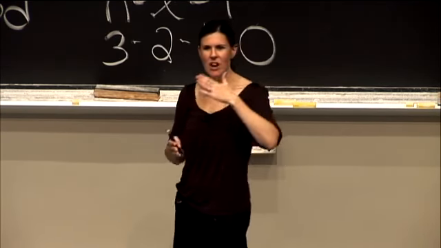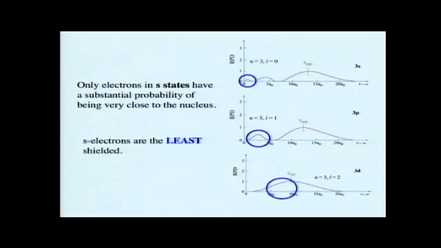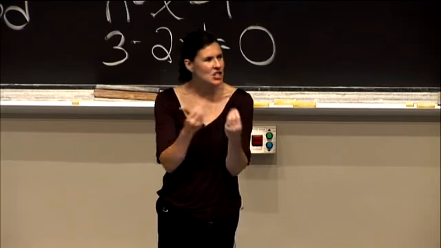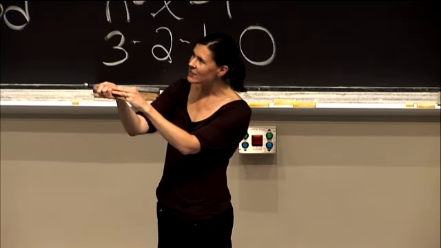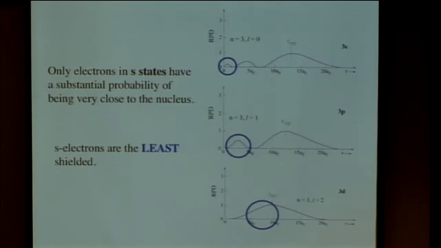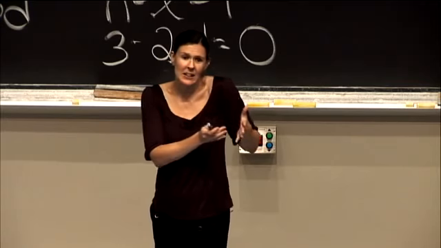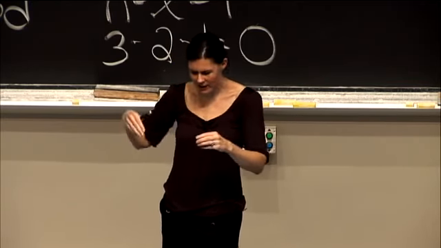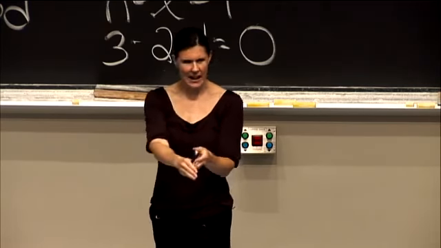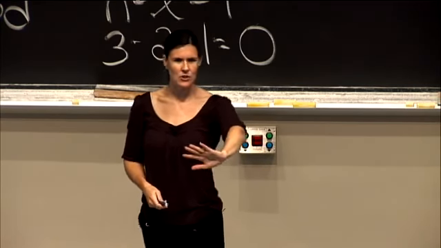A consequence of this is if we're thinking about a multi-electron atom, which we'll get to in a minute, where electrons can shield each other from the pull of the nucleus, we're going to say that the electrons in the s orbitals are actually the least shielded. And the reason that they're the least shielded is because they can get closest to the nucleus. So we can think of them as not getting blocked by a bunch of other electrons, because there's some probability that they can actually work their way all the way into the nucleus.